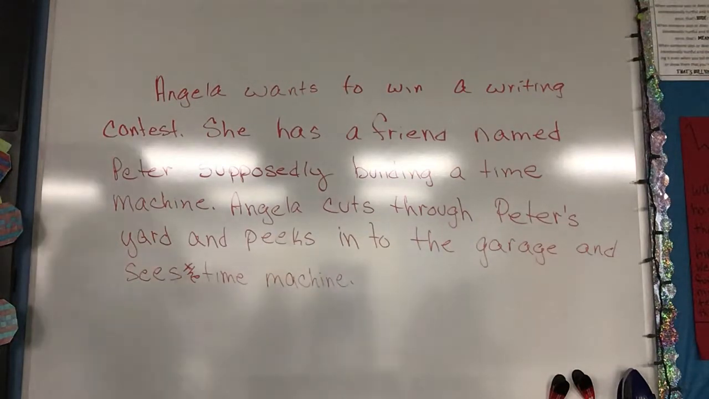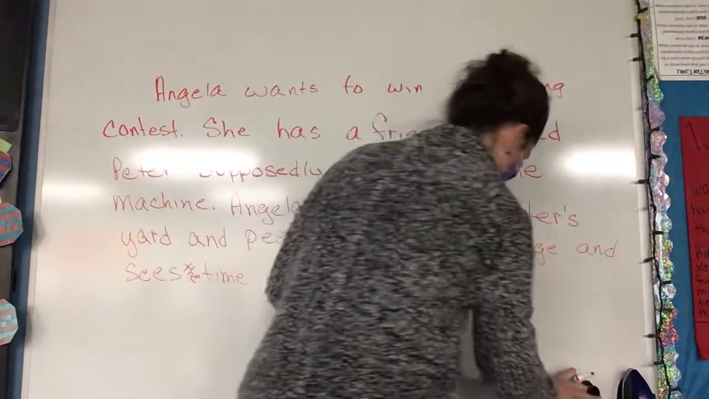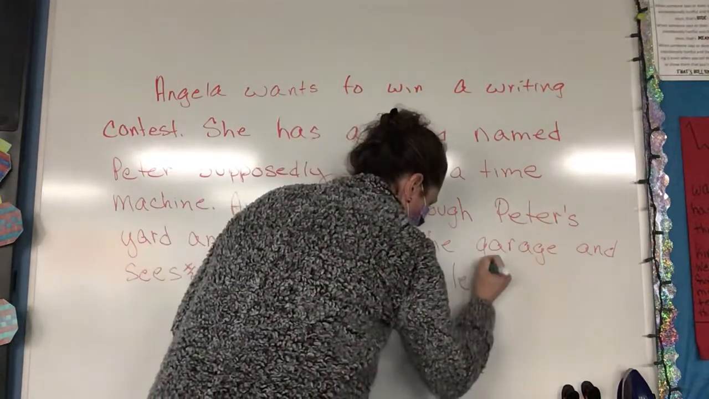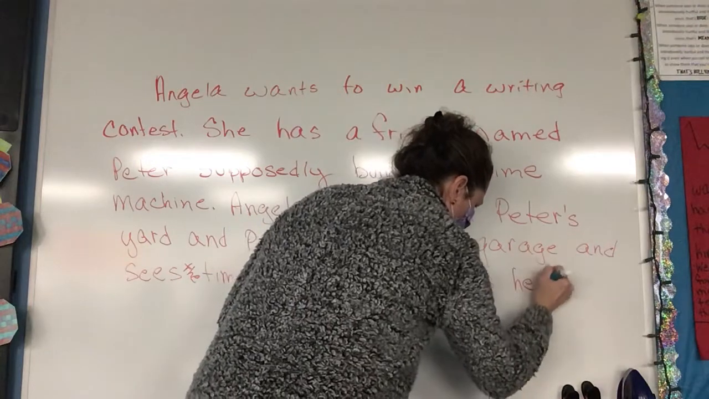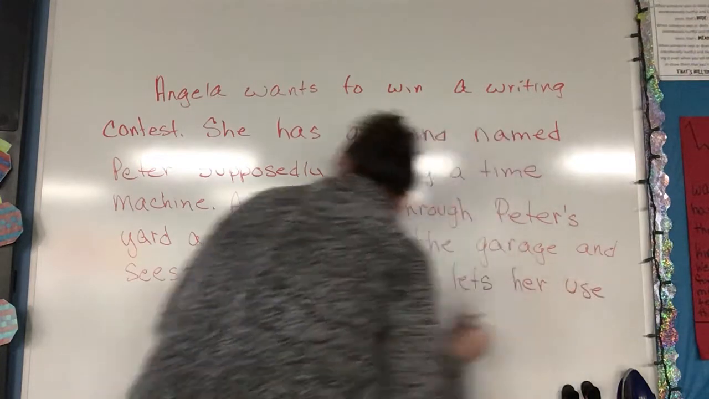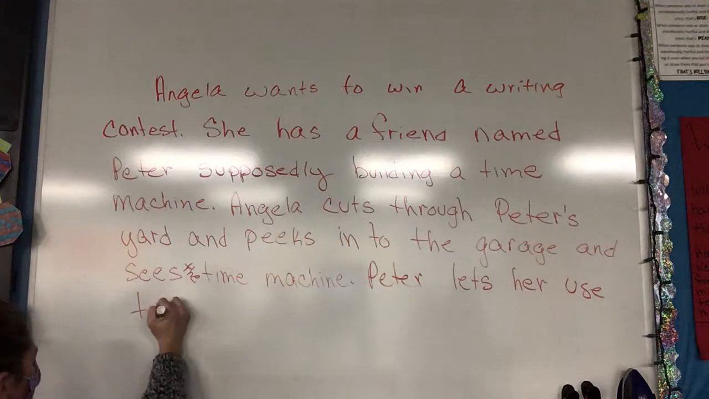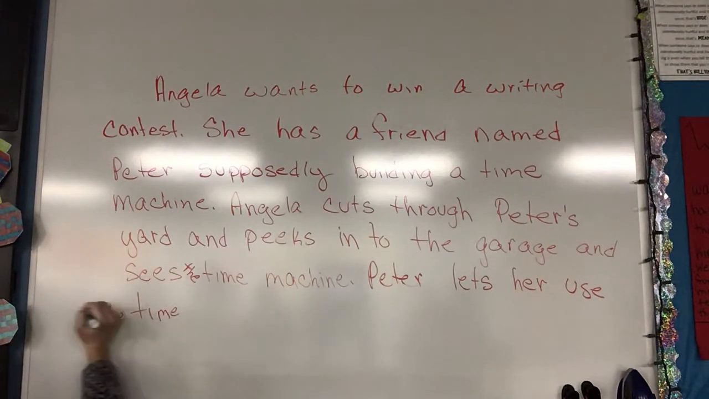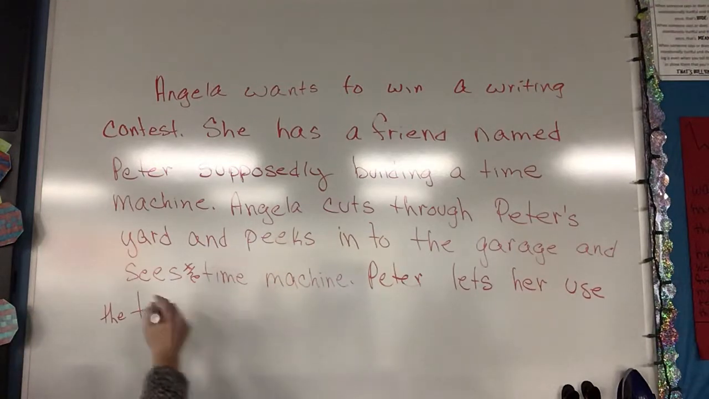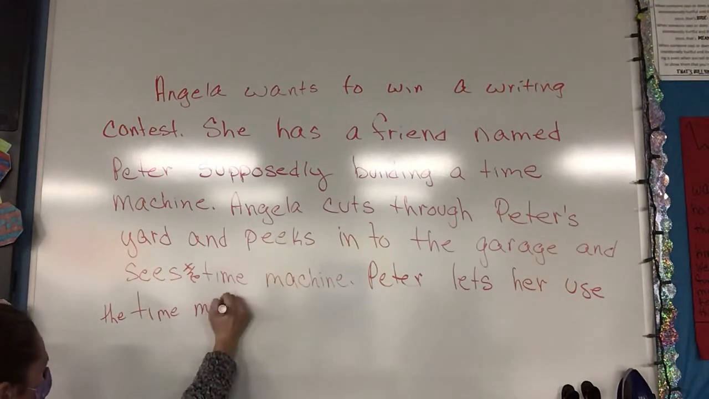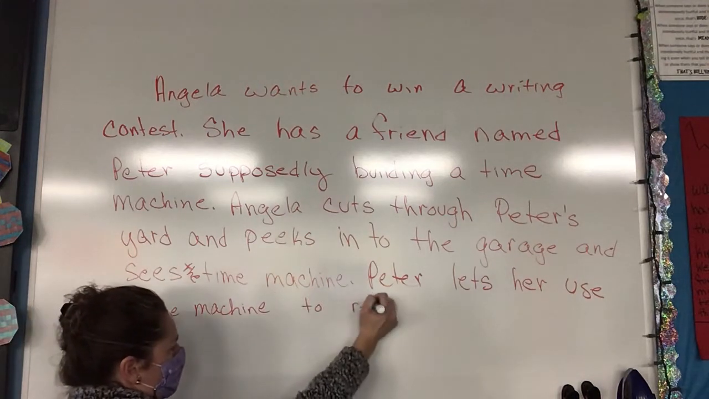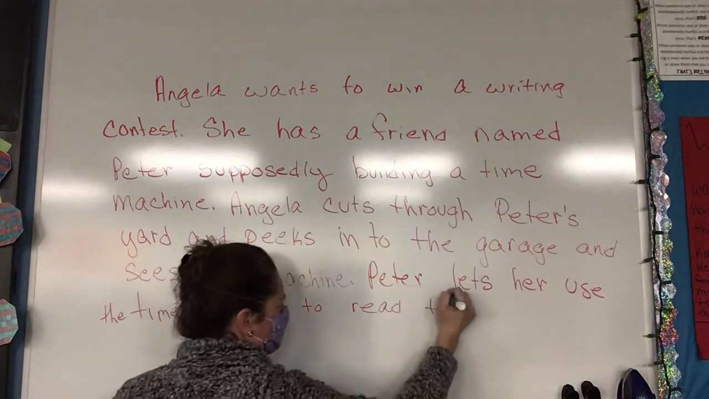Riker? Peter says hi. When he speaks up, Peter says, like, how do you do? Okay, so Peter lets her use the time machine, right? I didn't hear everything he said. Peter lets her use the time machine to read the winning story.